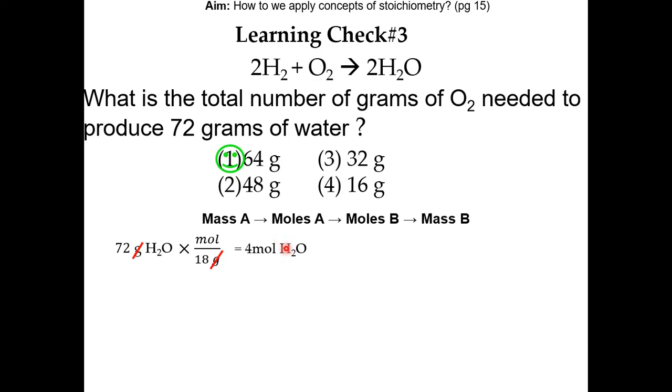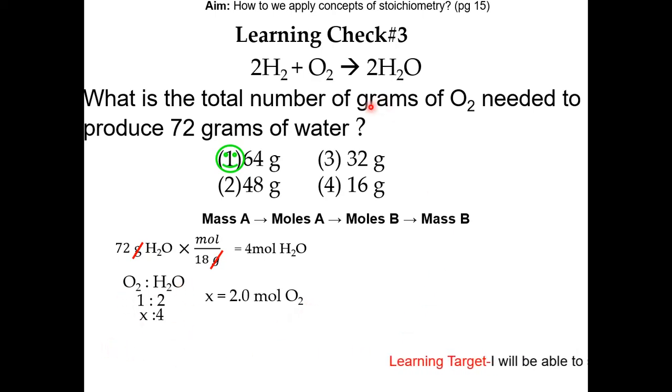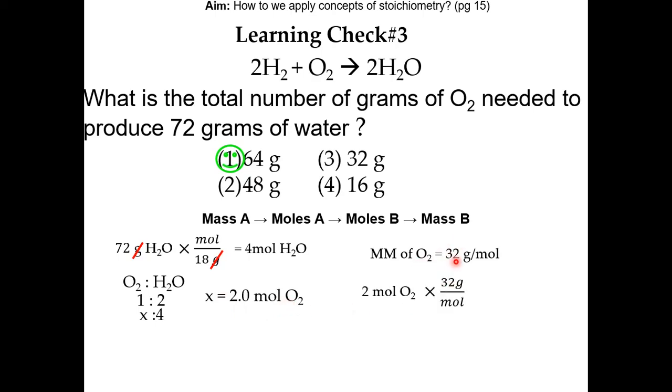The next step is the mole ratio between O2 and water. Based off the chemical equation, the ratio between O2 and water is 1 to 2. We have 4 moles of water. Therefore, we have 2 moles of O2 when we cross multiply. Next, since the question is asking about mass, we need to convert the moles to mass. We multiply the 2 moles of O2 by the GFM of O2, which is 32. 2 times 32 is 64, and that's the answer.